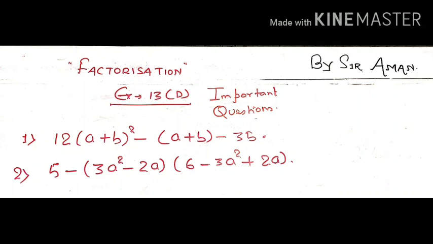Now you see, two important revision questions I have written here. This you will do by yourself. You will not take help from anyone. I am reading out the questions so that you will not have any problem. Question 1: 12 bracket a plus b whole square minus bracket a plus b minus 35. Question number 2: 5 minus bracket 3a square minus 2a close bracket, 6 minus 3a square plus 2a.